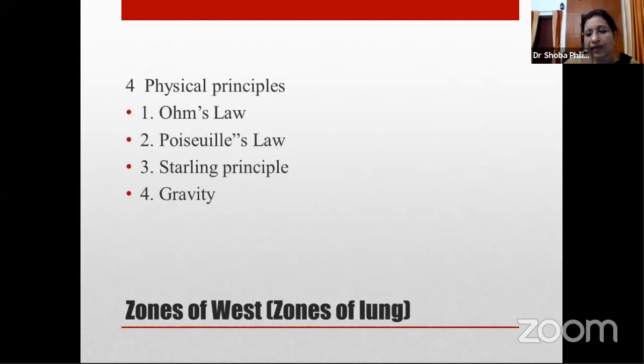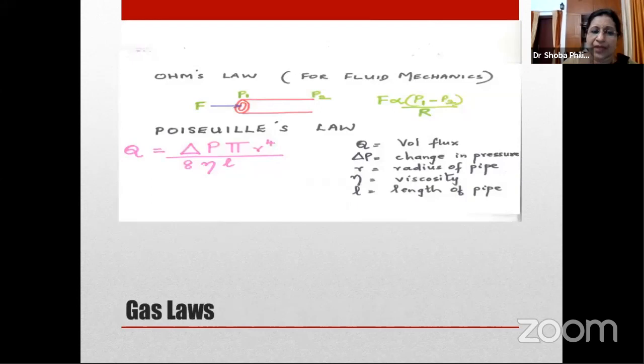So before we go on to the zones of the lung, there are four principles which help us to understand the different ventilation perfusion mechanisms in the different zones. And these four principles are the Ohm's law, the Poiseuille's law, Starling principle, and effective gravity. So Ohm's law, it can be extrapolated to fluid mechanisms where the flow depends upon the partial pressure difference divided by the R, that is the radius of the tube.